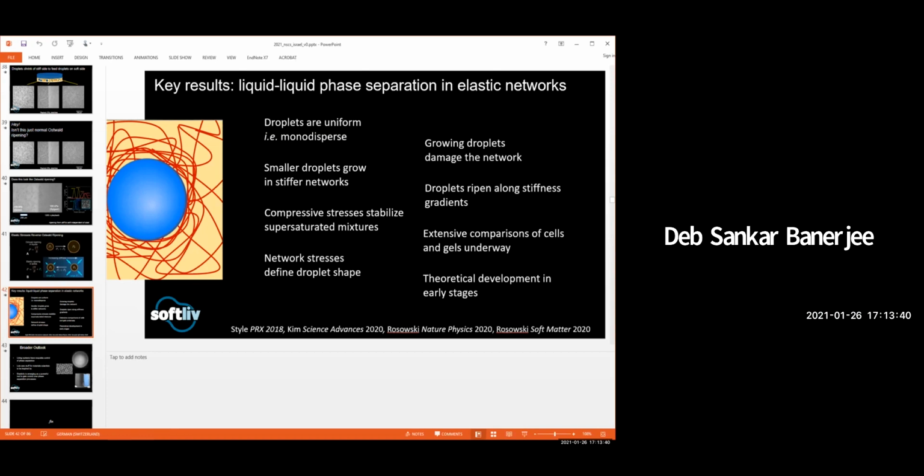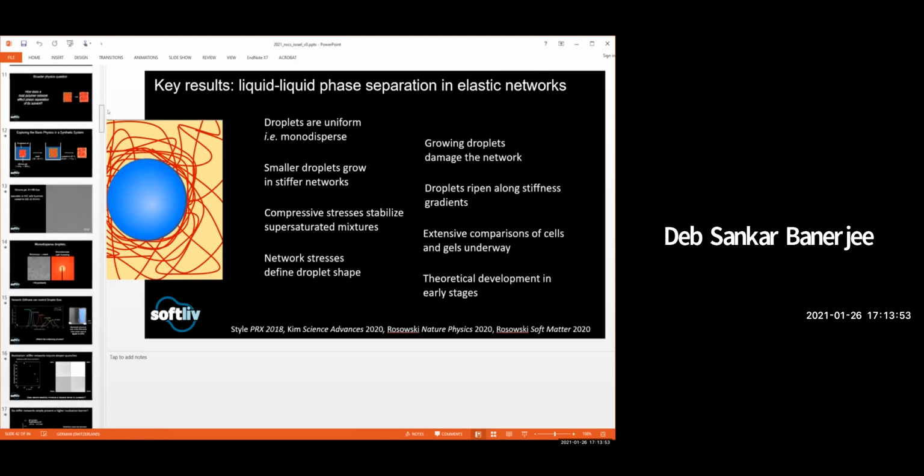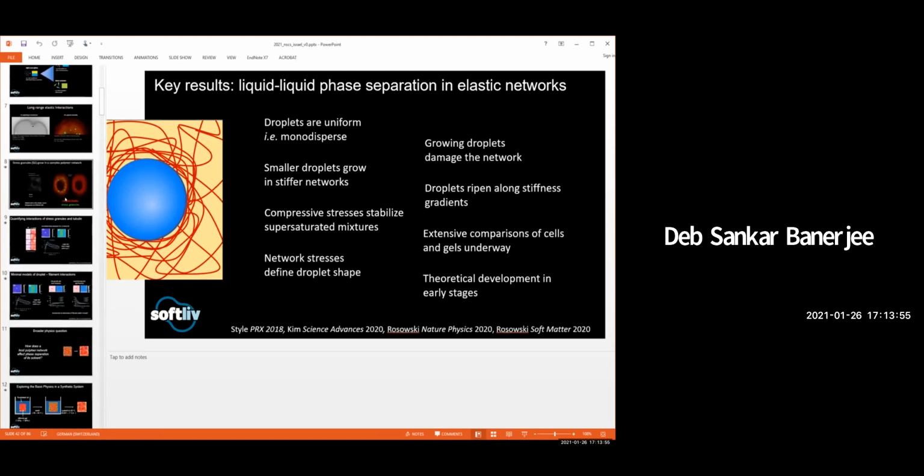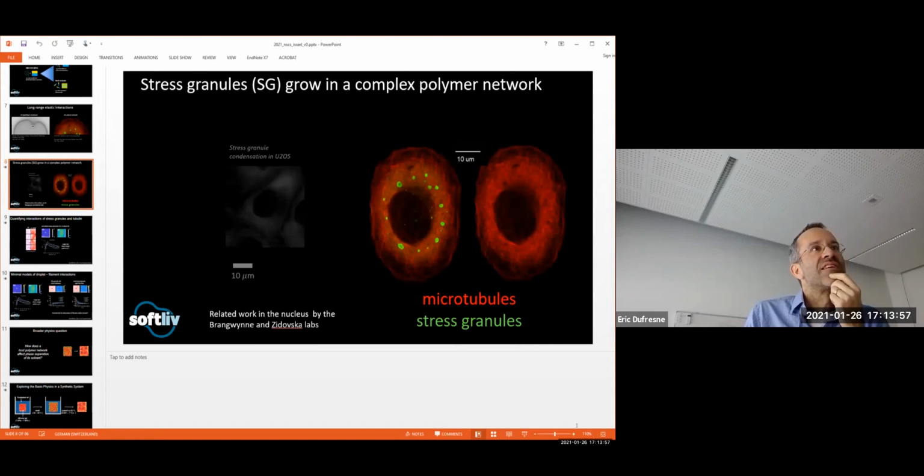So I have a question. In the beginning, you showed some pictures of droplets in the cell, and those droplets were not the same in size. So is that not a steady state? Super question. Yeah, there are lots of potential reasons for that.